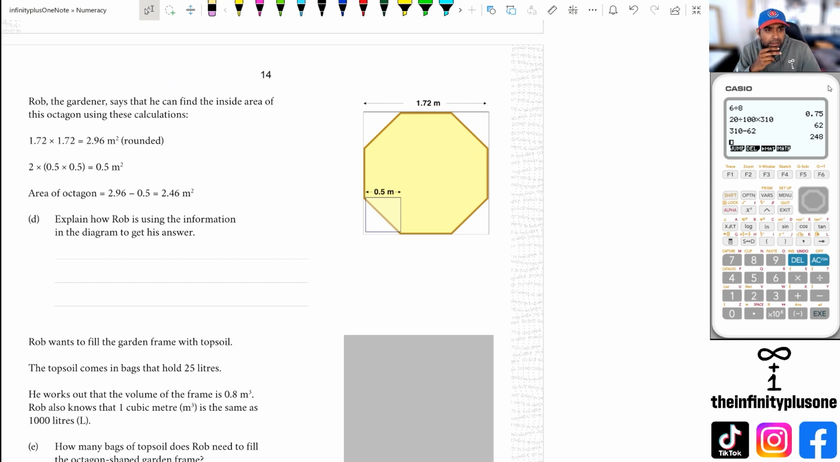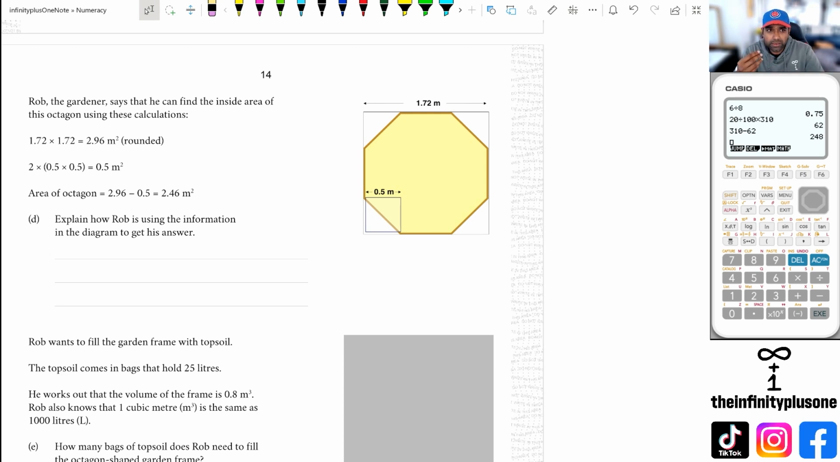Question D. Rob the gardener says that he can find the inside area of the octagon by using these calculations: 1.72 times 1.72, and then 2 times 0.5 times 0.5. So what we're going to need to do is explain how he's getting the area for this particular octagon here.